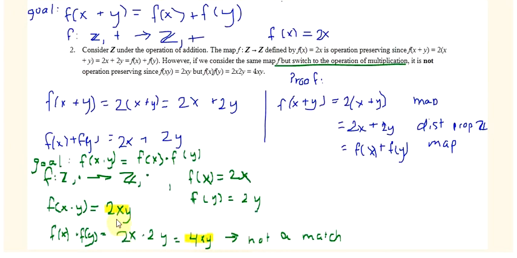Do you see these two highlighted values? They are not a match, which indicates that I can stop right there. I don't need to draft a proof for this because this map is not operation preserving.